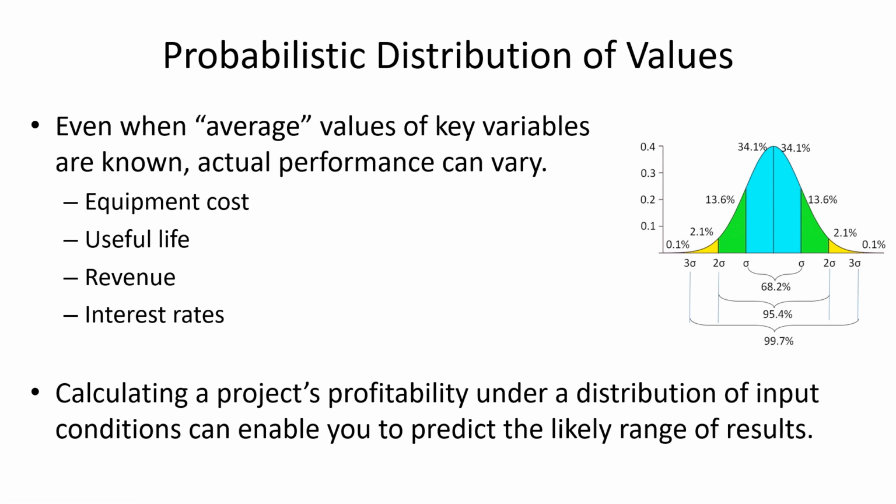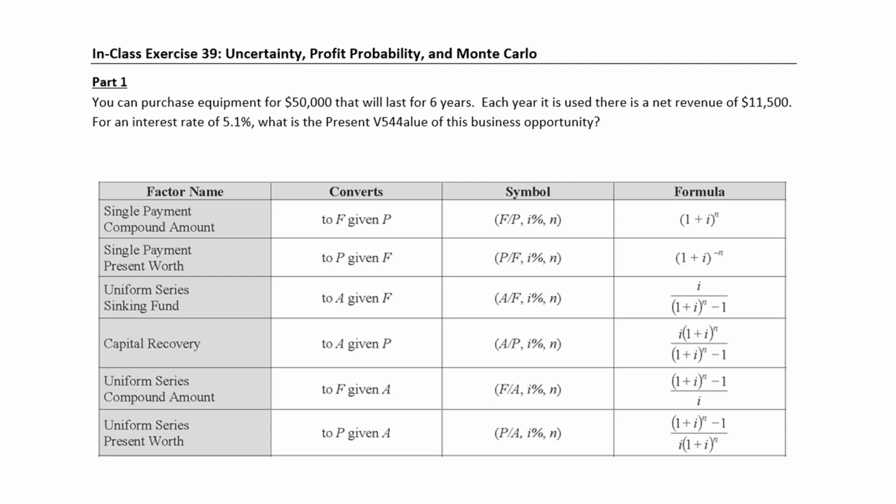So that's just to set the stage. Most of what we're going to do today is in the spreadsheet, but to just get a taste for where things should go if we were going to calculate this without any variability, let's do this first part just manually using the given factor table.